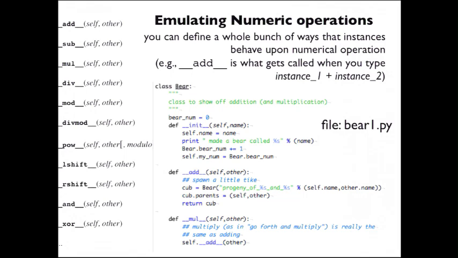And I'm going to set a new attribute of that cub called parents. But in multiply, I basically have the same notion. So here, add and multiply basically have the same meaning to me. So if I multiply two bears together, it's the same thing as if I use the plus sign. And there, I can just call another method from within this class that I'm defining, and I'll just say, that's __add.